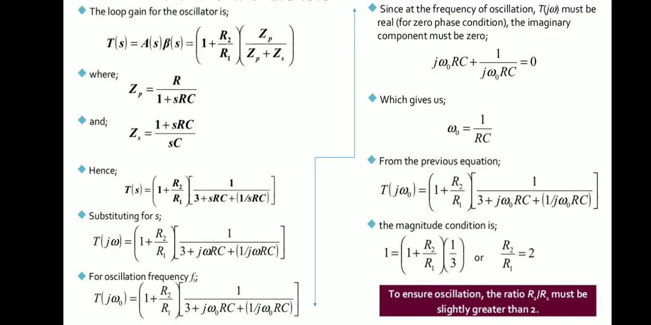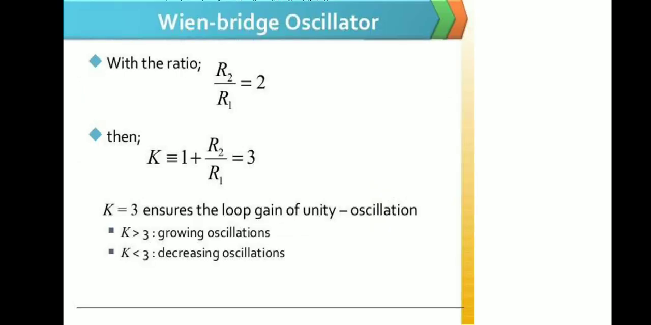So we go through calculations, we get the magnitude condition where A is equal to 1 plus R2 upon R1 into 1 upon 3, or R2 upon R1 is equal to 2. For a Wien bridge oscillator, the ratio R2 upon R1 is equal to 2, then K is equal to 1 plus R2 upon R1, which is equal to 3, that is K is equal to 3 and R2 upon R1 is equal to 2.